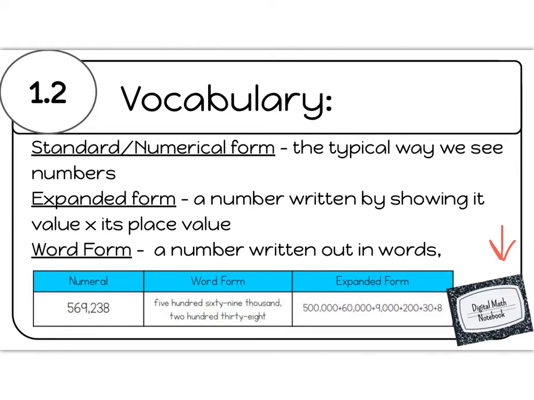The blue box with the examples is already in your digital math notebook for you. In this example, there is a number form of the number 569,238. Then it is also written in word form and expanded form. Pause now to type your vocabulary.